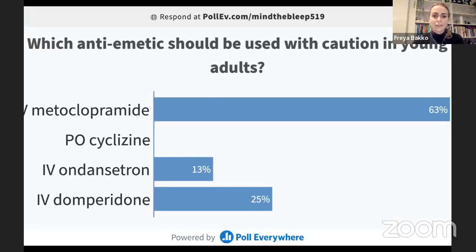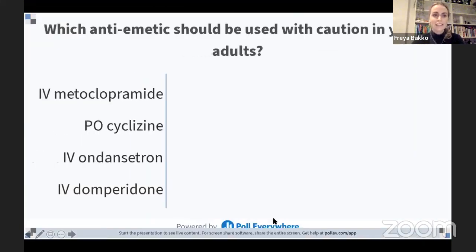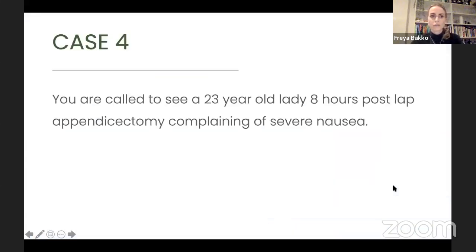Okay, then we have the final question. Which antiemetic should be used with caution in young adults? Is it IV metoclopramide, PO cyclizine, IV ondansetron, or IV domperidone? So we'll come back to the answer shortly. Okay, case 4. You're called to see a 23-year-old lady 8 hours post-laparoscopic appendectomy complaining of severe nausea.